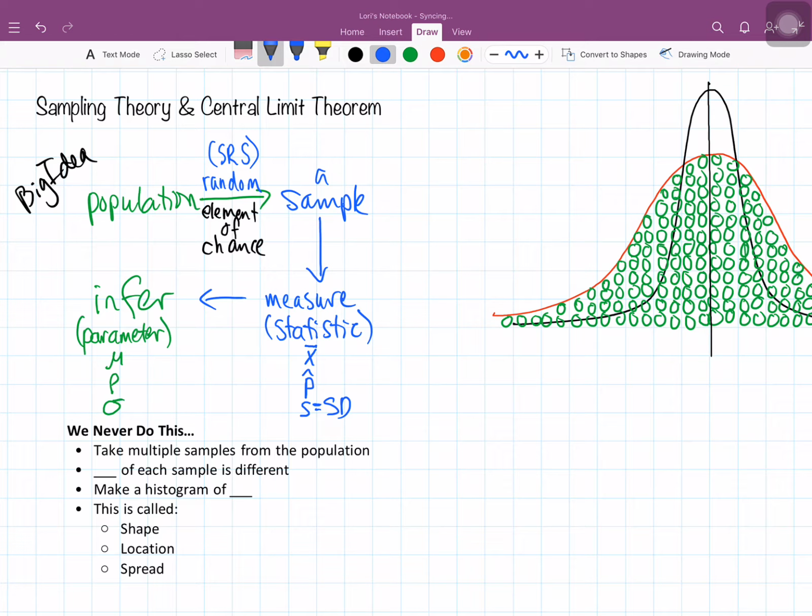So that's the big idea: we start with a population, we take a sample, we measure things about the sample, and hopefully, let me add one more thing here, this measurement needs to be somewhat accurate in order for our measurement then to infer something about the population.